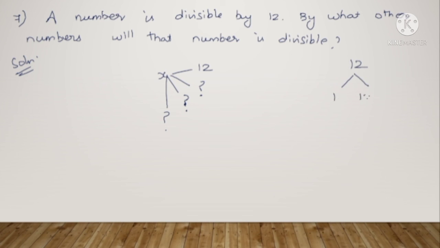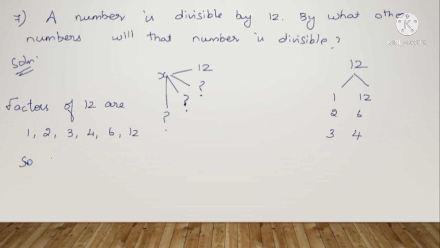So for that, let us find the factors for 12. 1 into 12 and then 2 into 6 and then 3 into 4. That's it, isn't it? So let us write down the factors for 12. The factors for 12 are 1, 2, 3, 4, 6, 12.